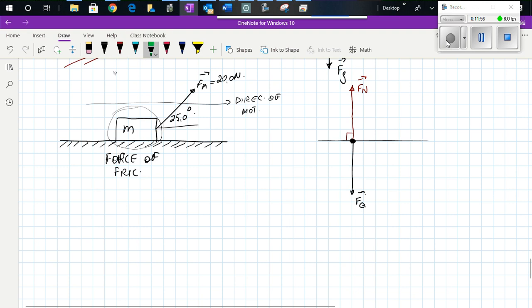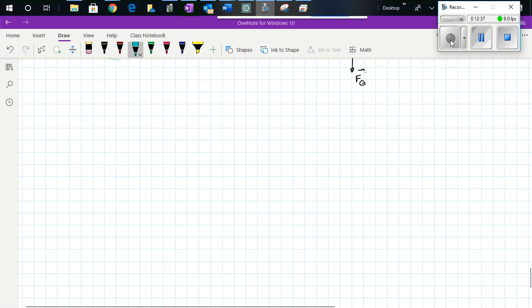The force of friction is always opposing the motion. The direction of the motion is east, so the force of friction will be opposite of east, which is west. Opposite of down is up. Doesn't matter what it is. And then last we have the force applied, that is something like this. Force applied, given as 20 newtons at 25 degrees with the horizontal. Is this clear?